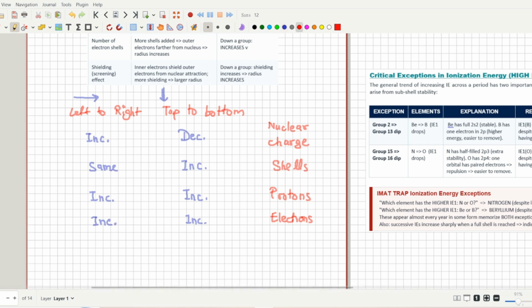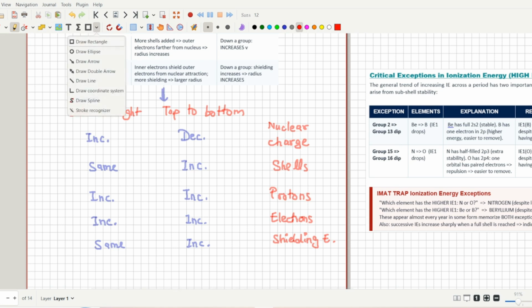And the last property that we will be discussing is the shielding effect. We will also discuss the shielding effect in detail. The shielding effect will increase when you move from top to bottom, and it will remain the same from left to right. So let's discuss these properties one by one.